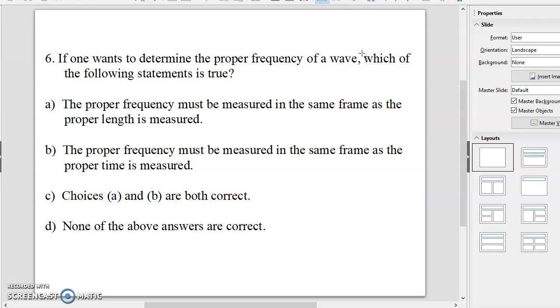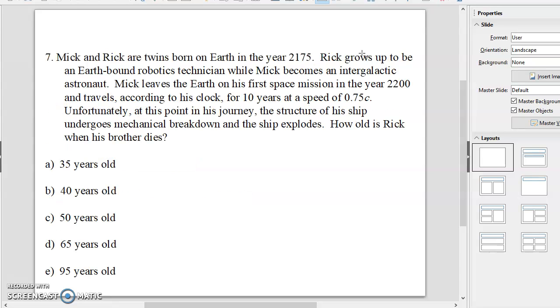6. If one determines the proper frequency of a wave, which of the following statements is true? As choice A and B are both correct: the proper frequency must be measured in the same frame as the proper length is measured. The proper frequency must be measured in the same frame as the proper time is measured. Okay, both A and B are correct, so C is the correct answer.